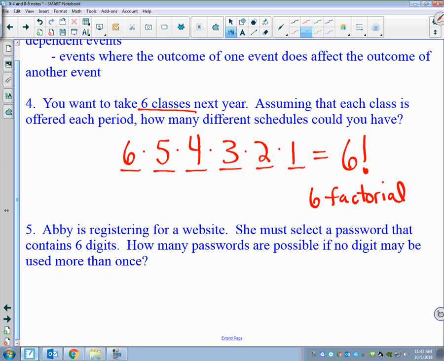Oh, I guess I should multiply that out. I think it's 120. Is that true? I guess I'll get a calculator. I was too worried about yelling. 4 times 3 times 2 times 1. Oh, 720. I was way off. 720 ways you can make that schedule.